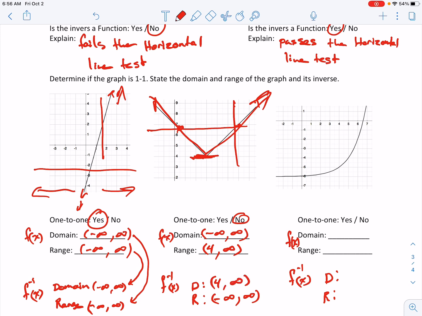Okay, this next one is an exponential function, and it will pass the vertical test, and it will pass the horizontal test. So it is 1 to 1. The domain goes forever to the left and forever to the right. Doesn't stop. Range, let's see. Oh, I made a little error here.